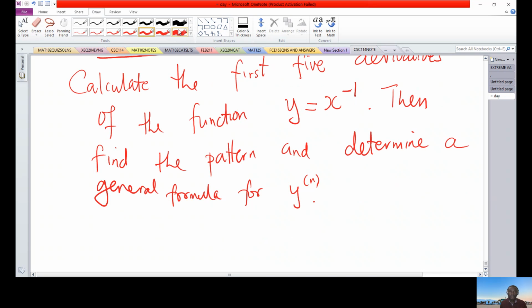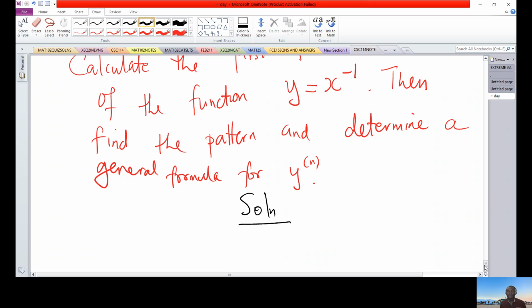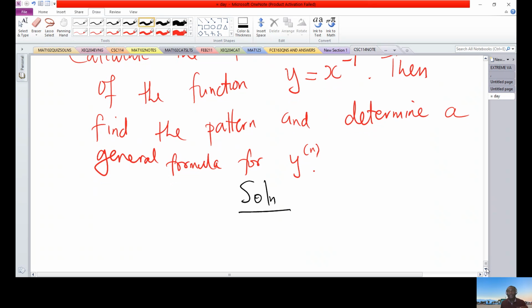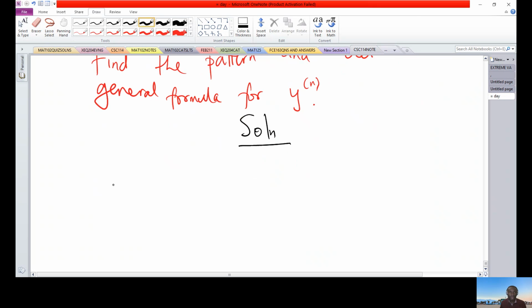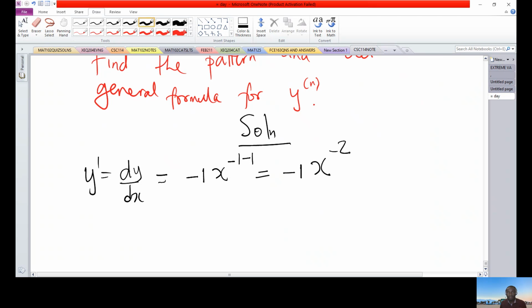Now, this is what you do. Remember, higher derivatives simply mean that you get the second, third, fourth, fifth, etc. derivatives, and you start with the first. So y prime, which is the same as dy/dx, you differentiate the function given: -1, and then x raised to the power -1 minus 1, which is -1 x raised to the power -2.